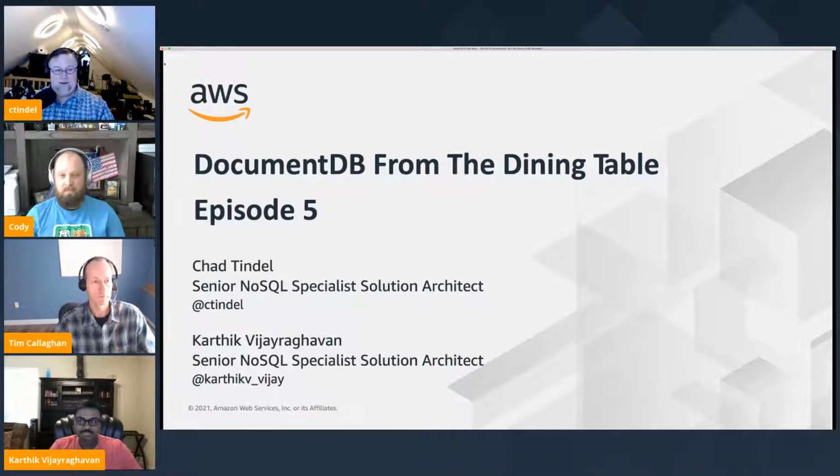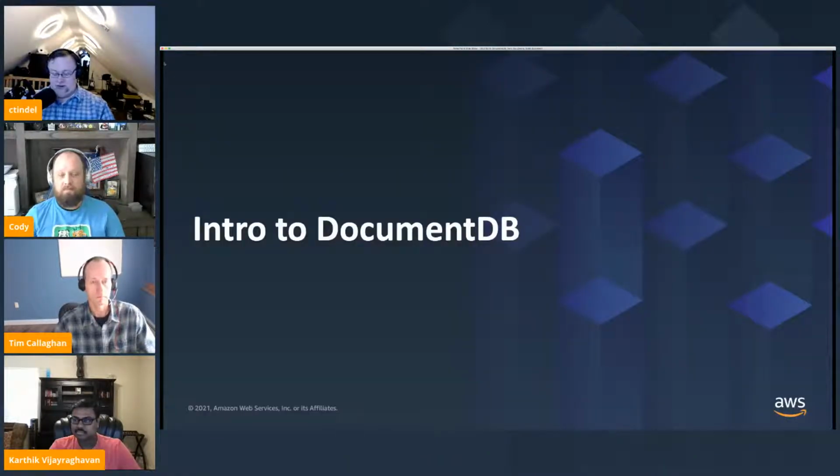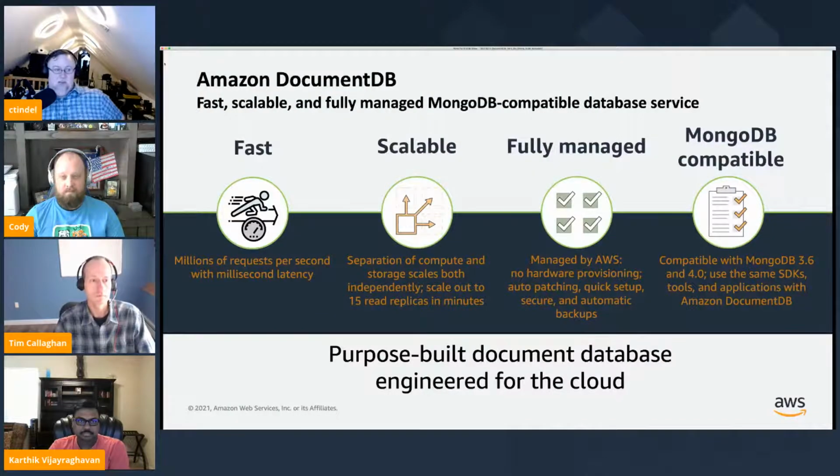Let's dive right in. We always start the show with a quick intro to the DocumentDB service in case we have any people joining us for the first time, wondering what this whole DocumentDB thing is. DocumentDB is a service on AWS, a MongoDB compatible database service. It's compatible with both MongoDB 3.6 and, from a recent release, it's also compatible with the 4.0 API.